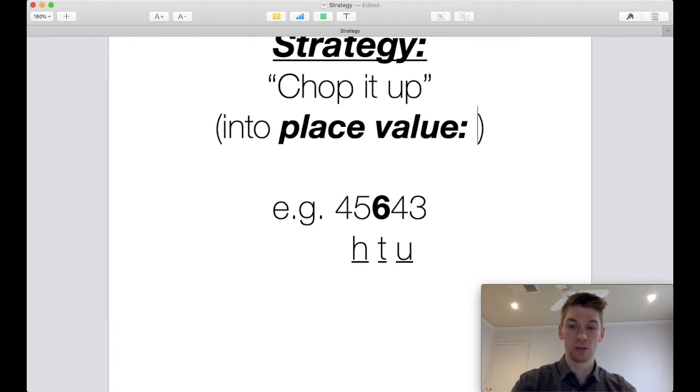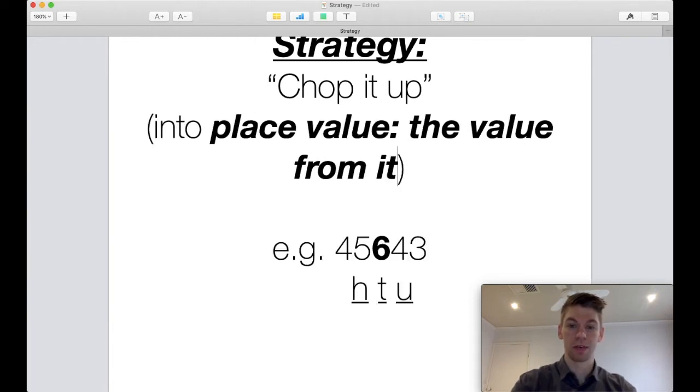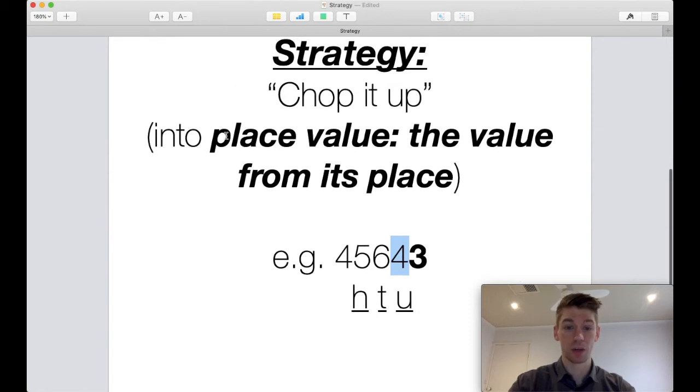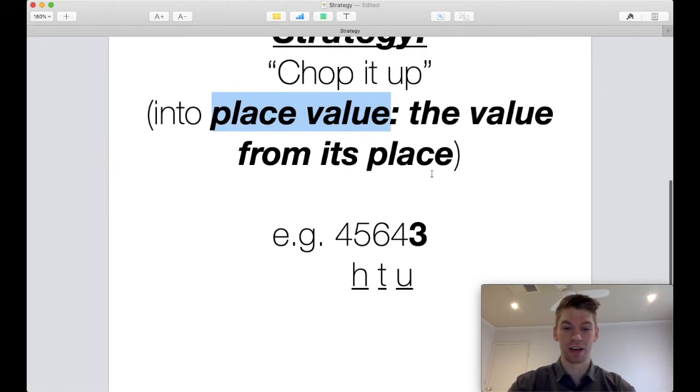The value comes from its place. So this 3 is a 3 here. But if the 3 were over here, it would not just be a single 3, it would be 300. And if it was here, it would be 3 tens, 30. So there you go. We're going to chop numbers up into their place value.